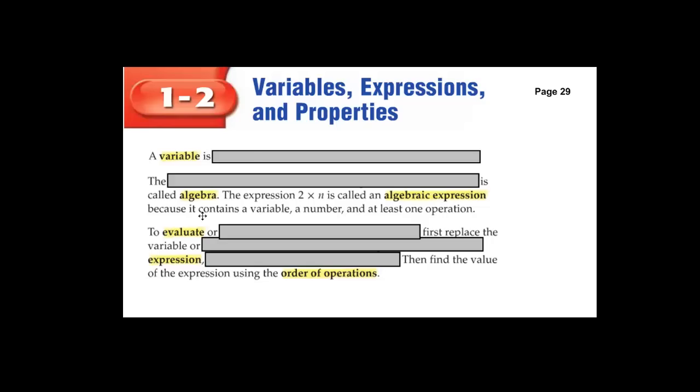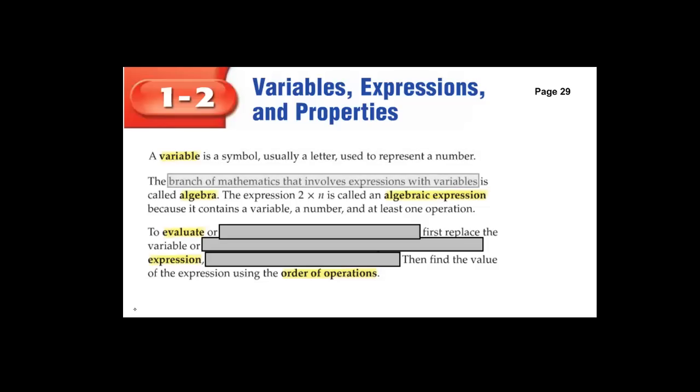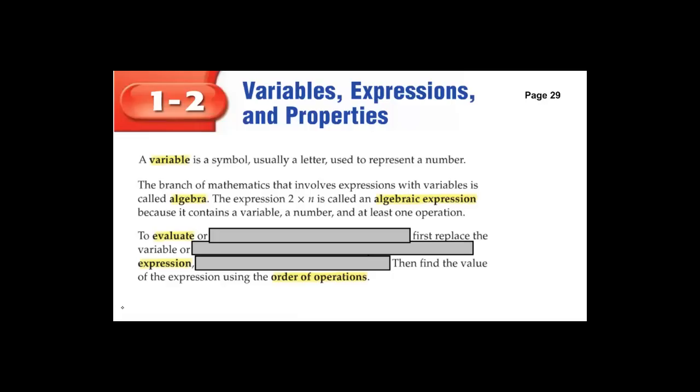So here we go, a variable. A variable is a symbol, and it's usually a letter that we use to represent a number. The branch of math that involves expressions and variables is called algebra. And when we have numbers and variables and mathematical operations together, we call those algebraic expressions. There's an example, 2 times n. That's an algebraic expression. 3x minus 5 would be an algebraic expression. As long as it doesn't have an equal sign in it, it's called an expression.